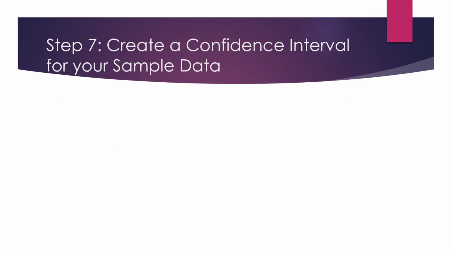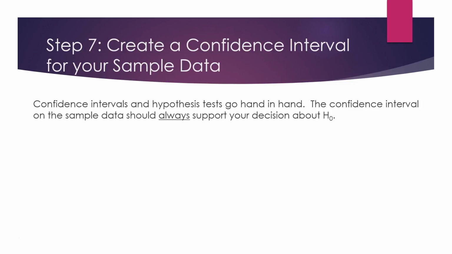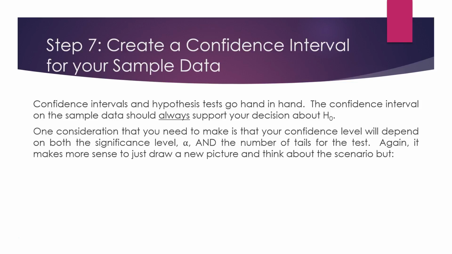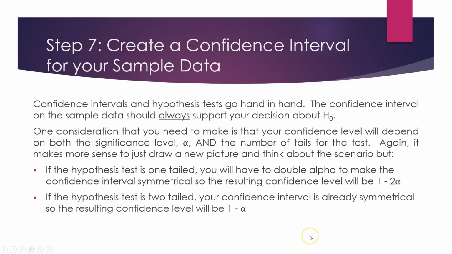Finally, step 7. Step 7 is to create a confidence interval for your sample data. Confidence intervals are always going to go hand in hand with hypothesis testing. So when you find a confidence interval for your sample data, it should always support your decision about H0. So if you say H0 is true and H0 says that the mean is 10, well, 10 had better be in your confidence interval. One consideration that you do need to make is that alpha is the same alpha from your hypothesis test, but you're going to need to draw a new picture, and the new picture has 2 different cases.